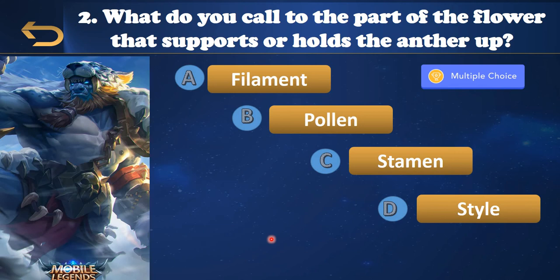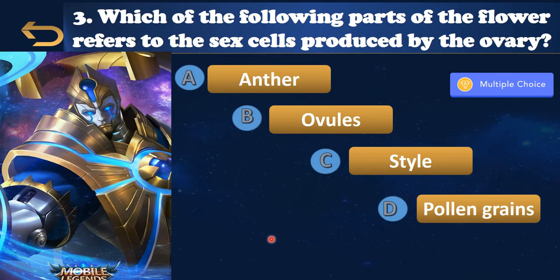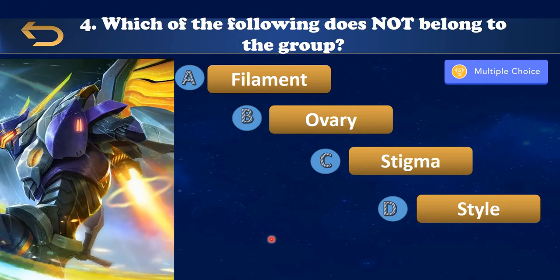Correct answer is letter A. Filament. Number 3 question. Which of the following parts of the flower refers to the sex cells produced by the ovary? Is it A. Anther, B. Ovules, C. Style, D. Pollen grains? And go. Time is up. The correct answer is letter B. Ovules.